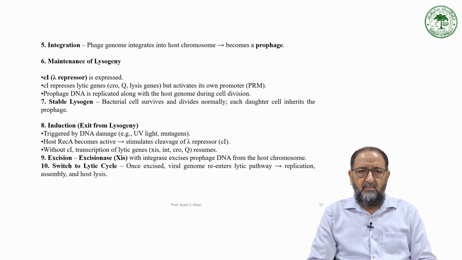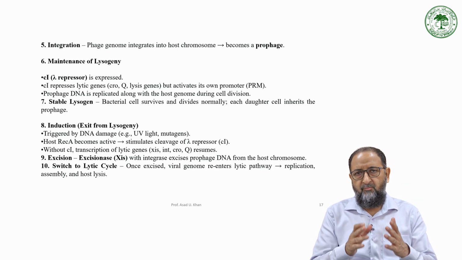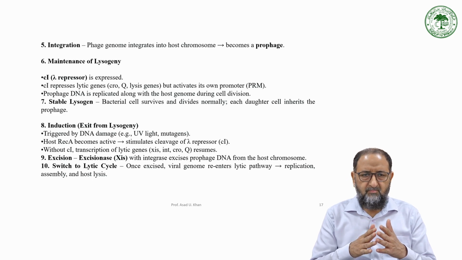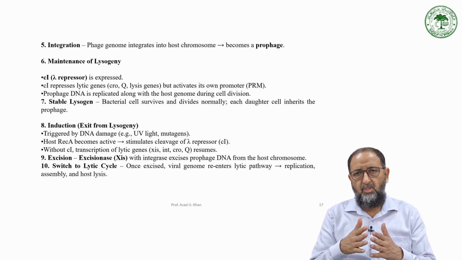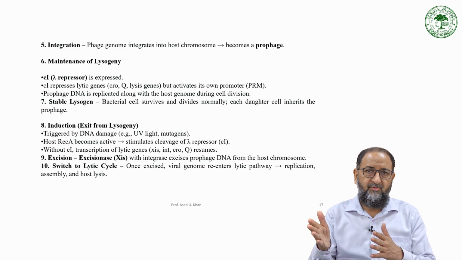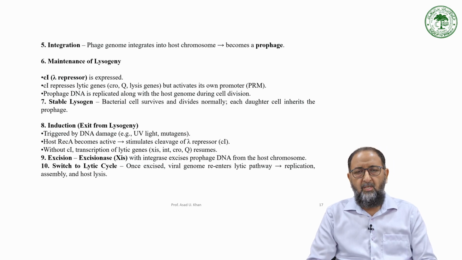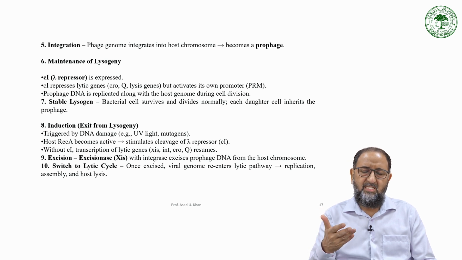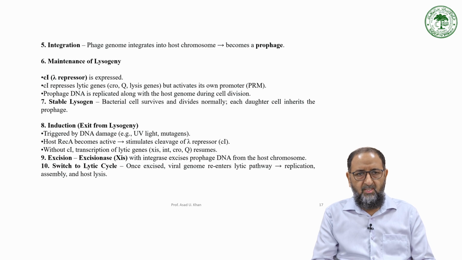Now the prophage DNA is replicated along with the host genome during cell division. So it allows the host cells to grow and replicate, unlike the lytic phage, where the host genome is suppressed. When the host cannot multiply, the cell remains in a static state, and a number of virion particles are formed in the cells, and it kills and lyses the cells, which is not the case in lysogeny.